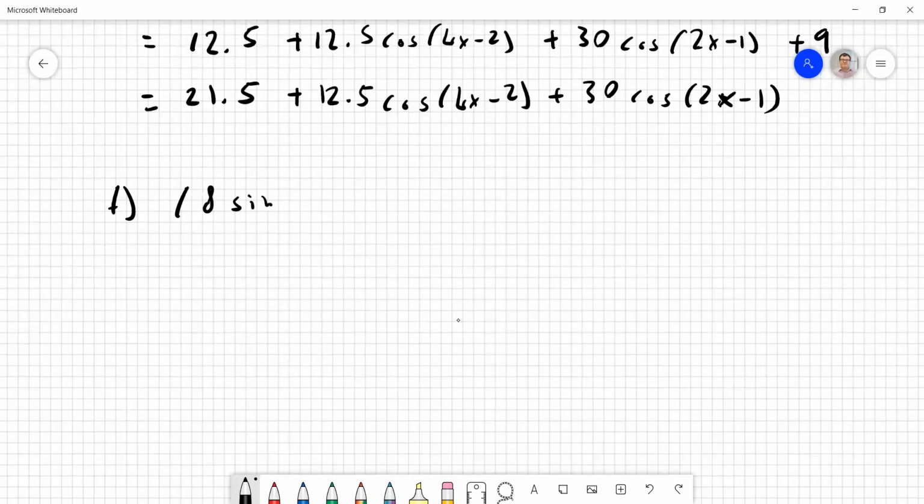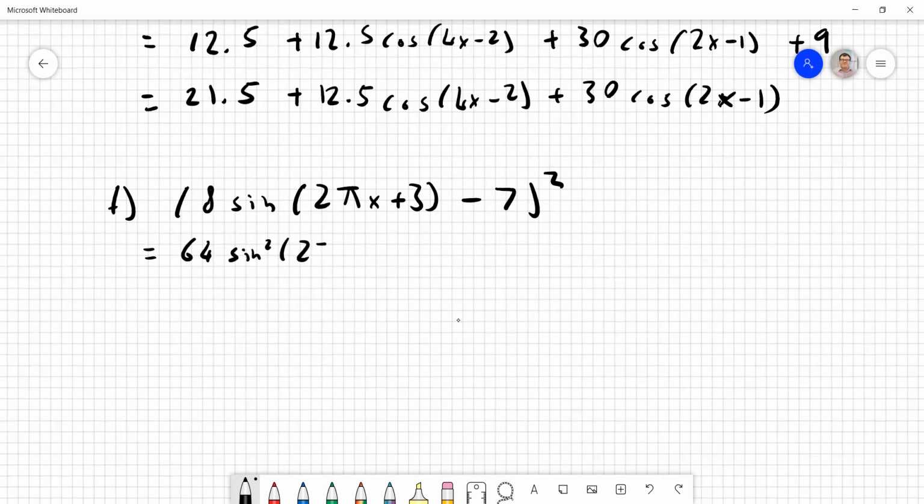We're going to have 8 sine 2 pi x plus 3 minus 7 all squared. And we expand this exactly as we did in question E. So we'll square our first term. So we'll square 8 sine 2 pi x plus 3 to get 64 sine squared 2 pi x plus 3. And rather than write it all out, I'll just say it out this time. We're going to have 2 times 8 sine 2 pi x plus 3 times minus 7.